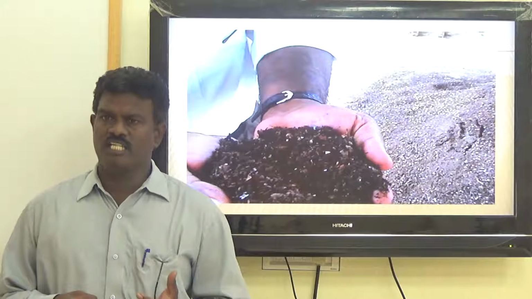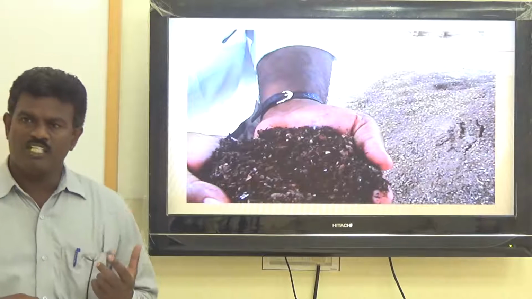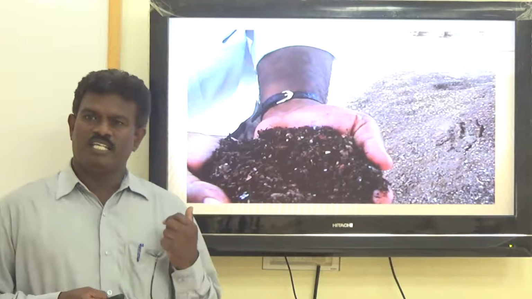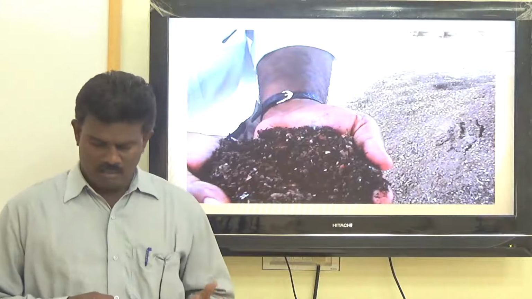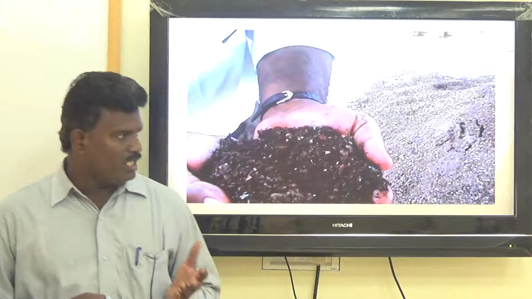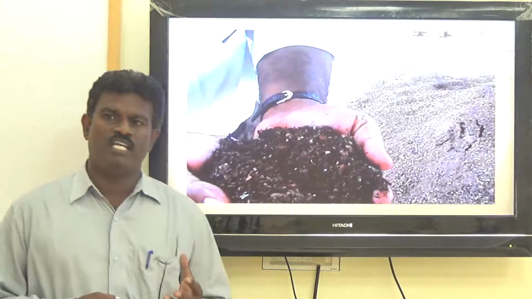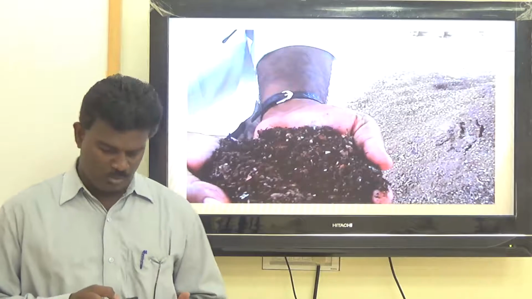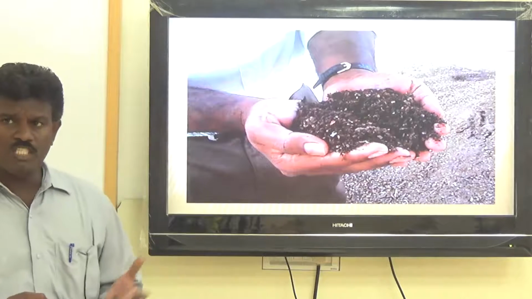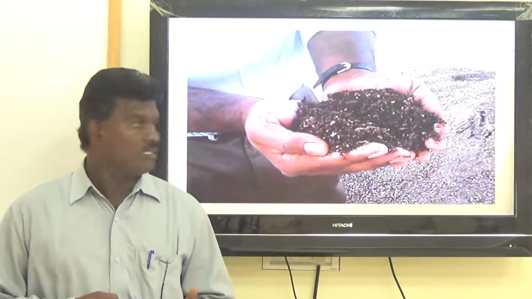One of the techniques is vermicomposting. Here you are seeing that after the processing is over, the municipal solid waste is converted into a manure. It is called vermicompost. A huge amount of worms are introduced and finally after 48 days we get this kind of manure, and then this manure is taken to various places for cultivation.